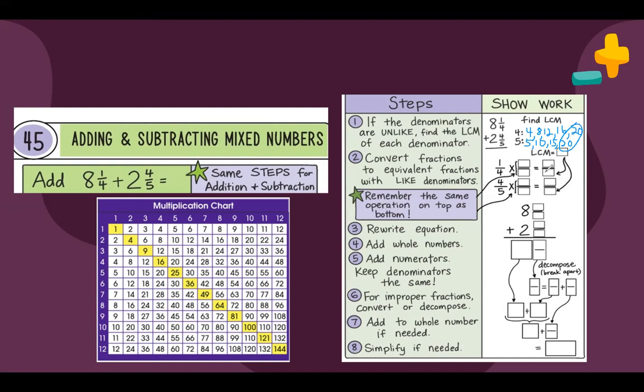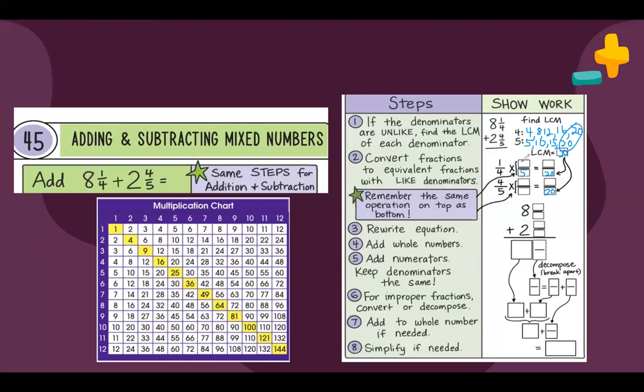So we're going to put 20 down here. Our LCM is 20. We're going to put our 20 in each of these denominators because that's going to be our common denominator. And it's a really good idea to set the problem up just like this, because what you're going to need to do next is convert the fractions to equivalent fractions with like denominators. Remember the same operation on the top as the bottom. So you ask yourself the question, 4 times what gives you 20? And that obviously is 5.